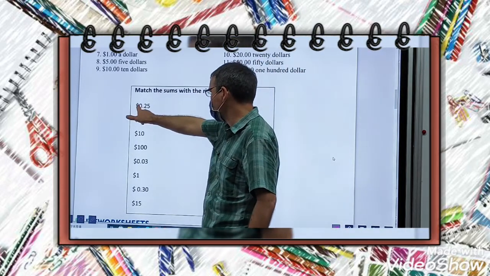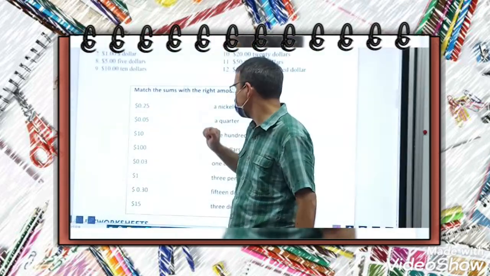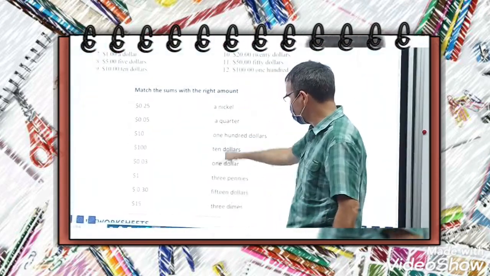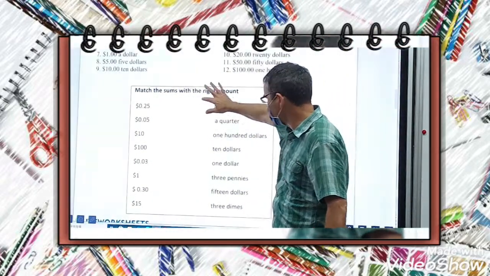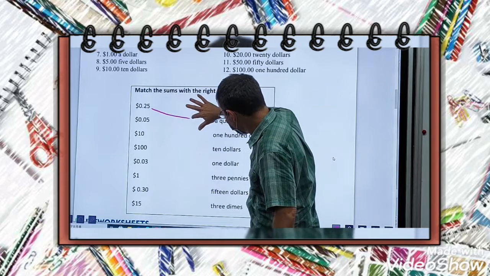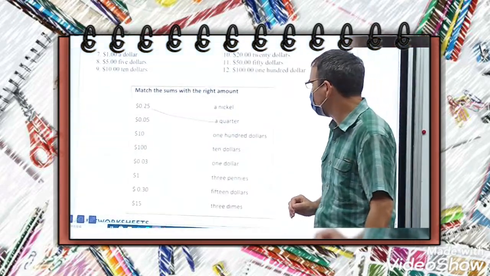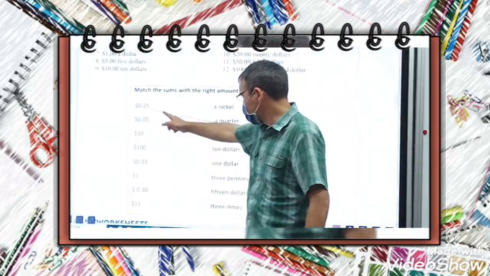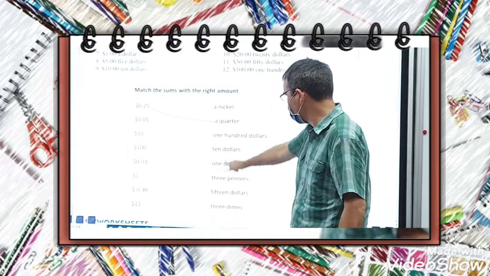I'll do the first one for you. It has 25 cents. So at 25 cents, you need to see which one of these matches with 25 cents. And that would be right here. You could draw a line to a quarter. Remember, 25 cents is a quarter. So for these other ones, you need to look at the number amount and match it to the right one over here.